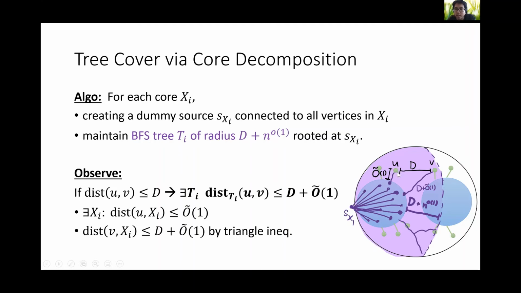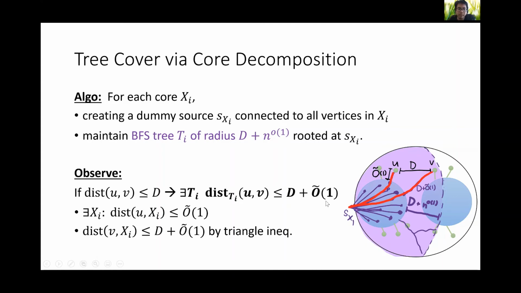Just look at here. U must be close to some core. So this is just polylog, and the distance from U to V is D. So by triangle inequality, V must be within distance D plus polylog to this core as well. And if you look at this red path, it gives this bound that we want.